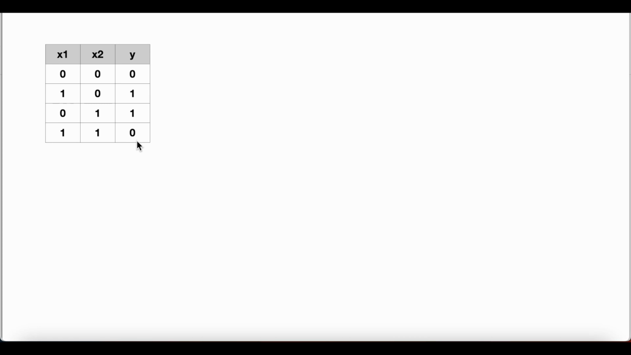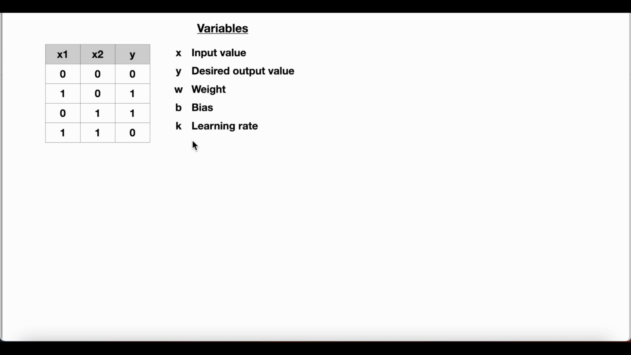In order to set this up, we need to assign some variables. We just went through the x input values, and y will be the desired output value. We'll be setting up weights between the neurons and a bias associated with each neuron. We're also going to be setting up a learning rate k. The learning rate determines how fast a change is made as we work backwards, resetting the weights and biases.